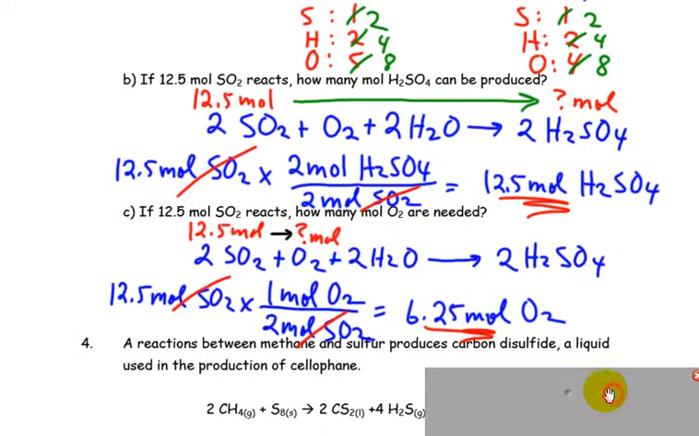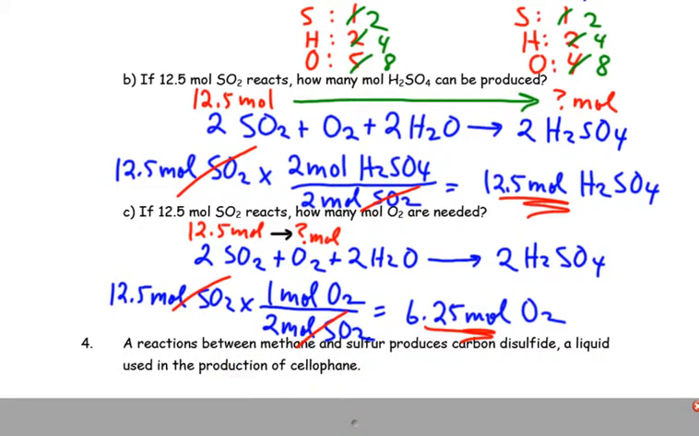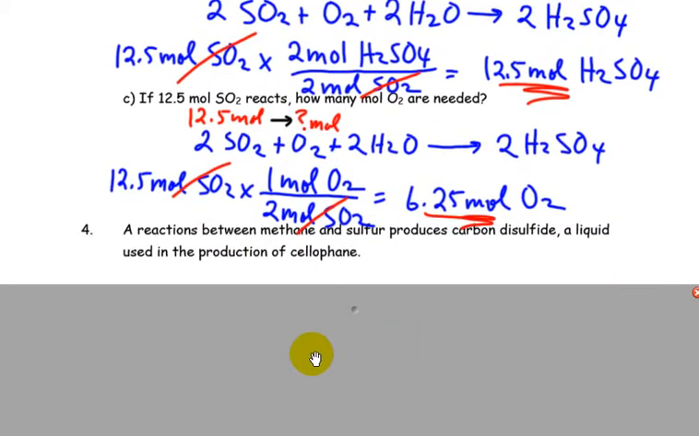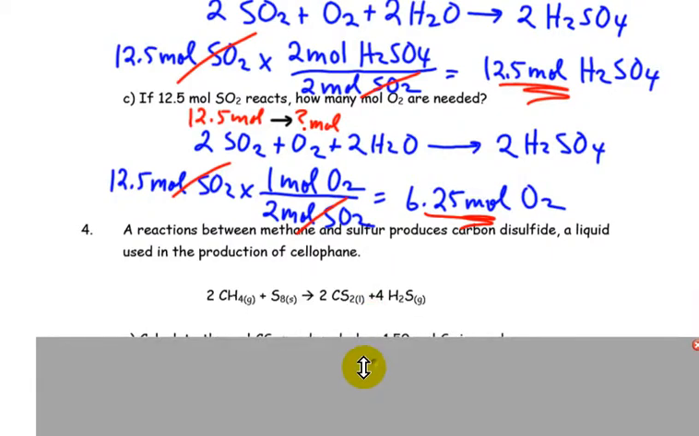Okay, that's basically how you do it. Number 4, the last example dealing with moles to moles. A reaction between methane and sulfur produces carbon disulfide, a liquid used in the production of cellophane. So there's the equation.